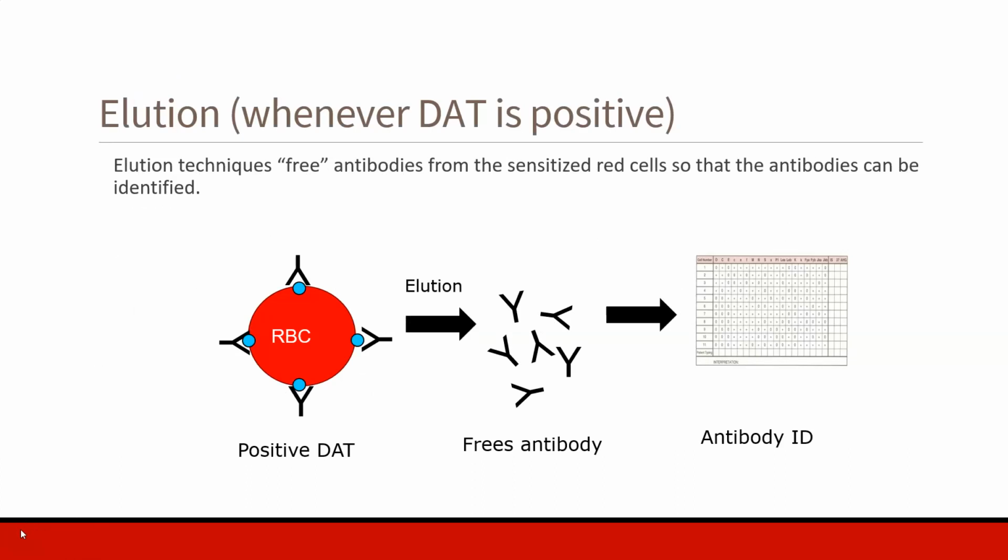So here's a picture that's an example. The elution techniques free the antibodies from the sensitized red cells so that the antibodies can be identified. So you see that the cells are coated with IgG. Then we perform an elution, and that pops off the antibodies. Because we're going to spin it down, the red cells will be at the bottom of the tube, and the eluate containing the antibodies will be in the supernatant. You take that supernatant and test it just as you would a serum or plasma to do an antibody identification against the panel.